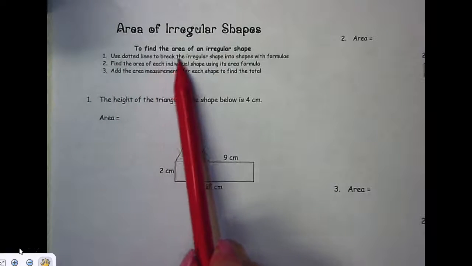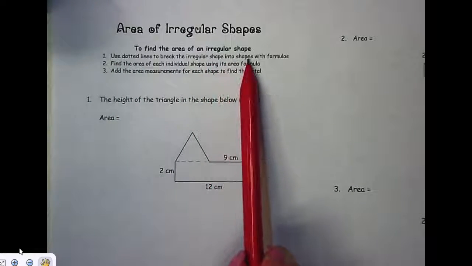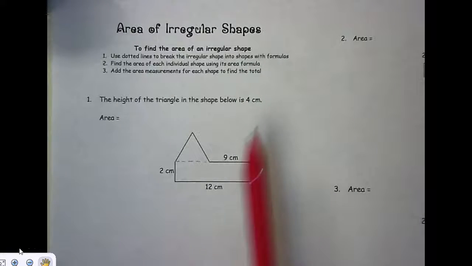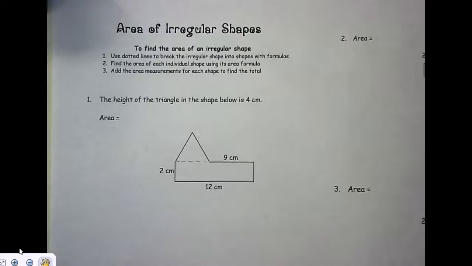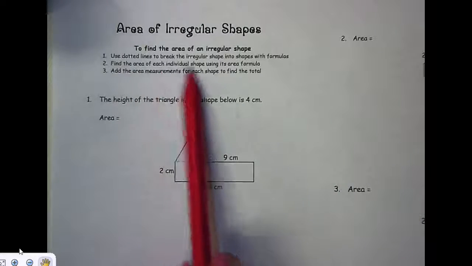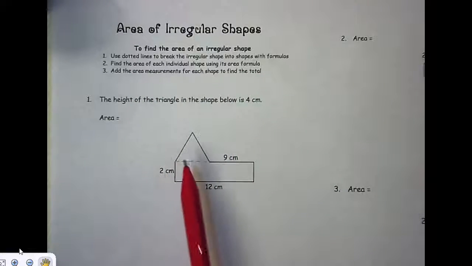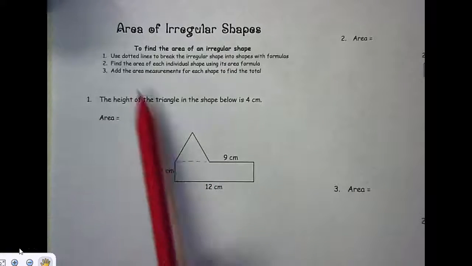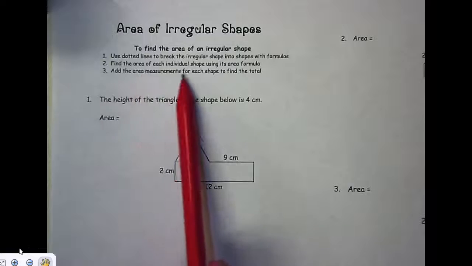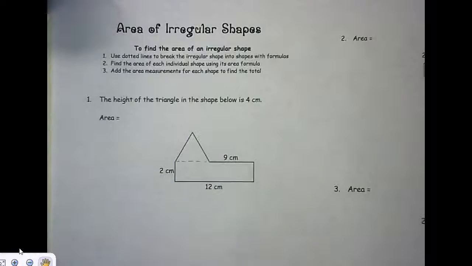All right, so to find the area of an irregular shape, here are the steps. Use dotted lines to break the irregular shapes into shapes with formulas. So we do know the formula for a rectangle and we do know the formula for a triangle. Find the area of each individual shape. So we'll find the area of this and then we'll find the area of this. And last, add the area measurements for each shape to find the total. That's all there is to it.